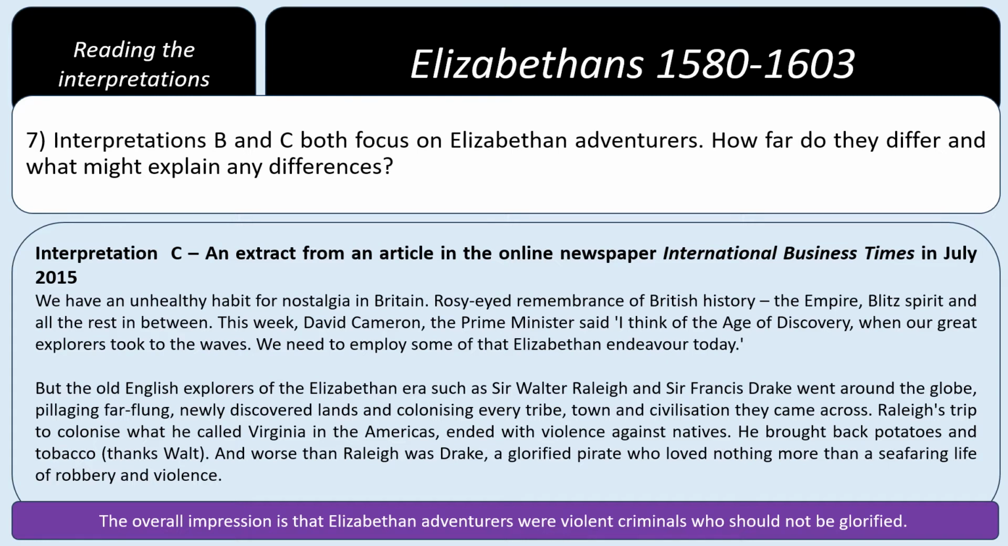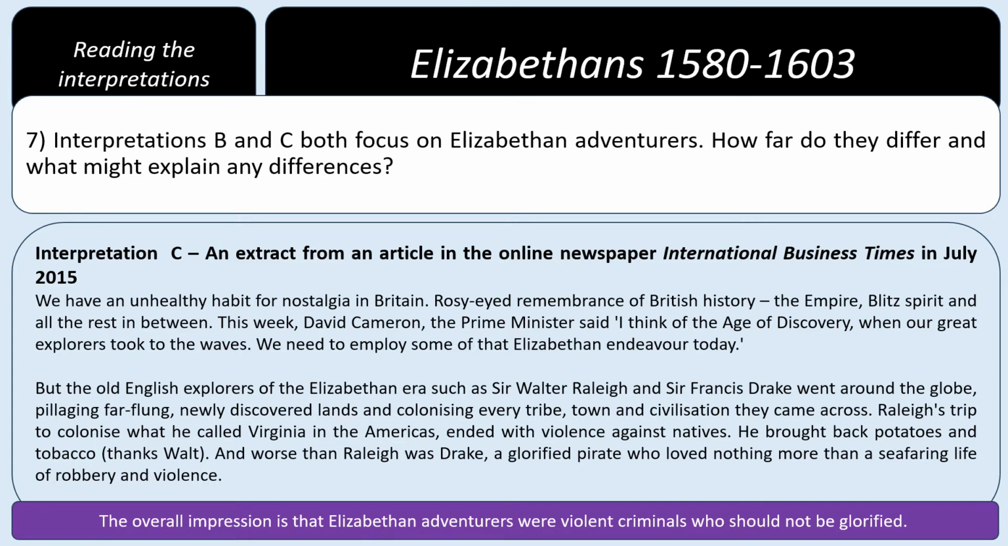Raleigh's trip to colonise what he called Virginia in the Americas ended with violence against natives. He brought back potatoes and tobacco. Thanks, Walt. And worse than Raleigh was Drake, a glorified pirate who loved nothing more than the seafaring life of robbery and violence." So it's a very different impression, this one.